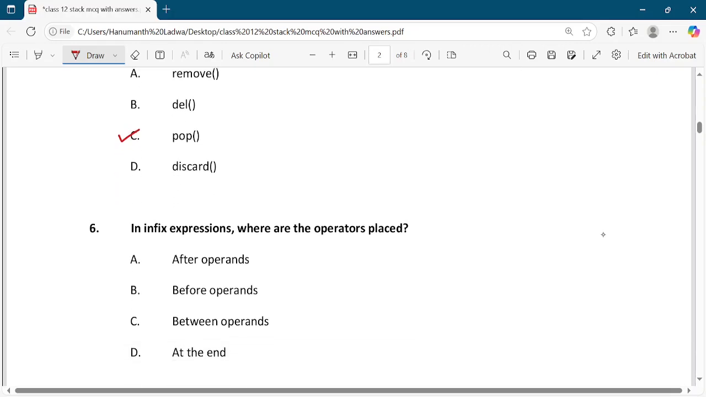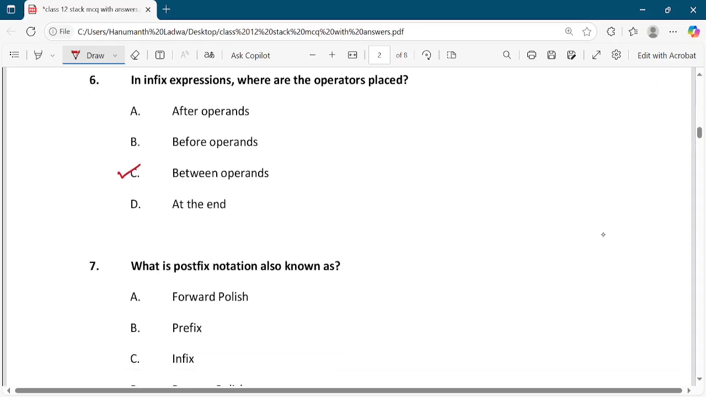Question number 6. In infix expressions, where are the operators placed? Option A, after operands. B, before operands. C, between operands. D, at the end. So here option C, between the operands, is the right answer.